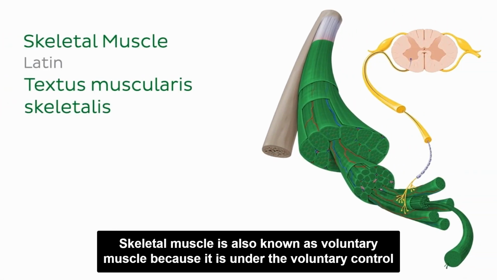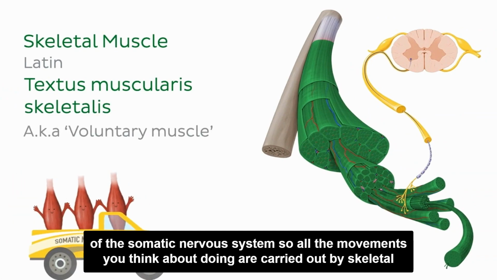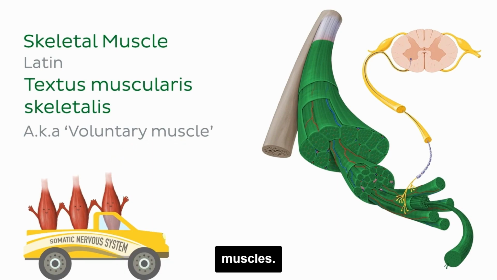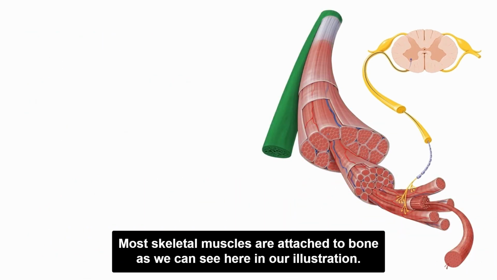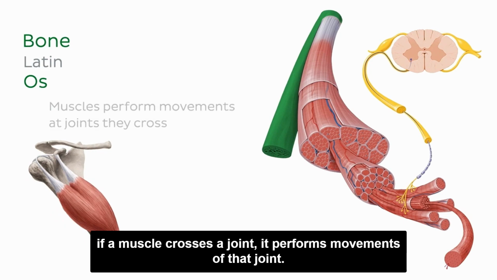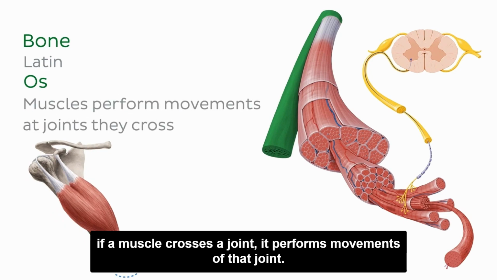Skeletal muscle is also known as voluntary muscle because it is under the voluntary control of the somatic nervous system. So all the movements you think about doing are carried out by skeletal muscles. Most skeletal muscles are attached to bone, as we can see here in our illustration. As you already know, the bones of the skeleton are connected to one another via joints, and if a muscle crosses a joint, it performs movements of that joint.